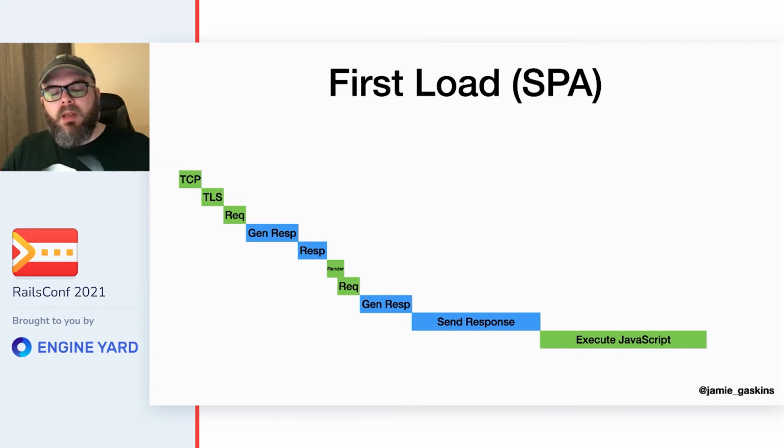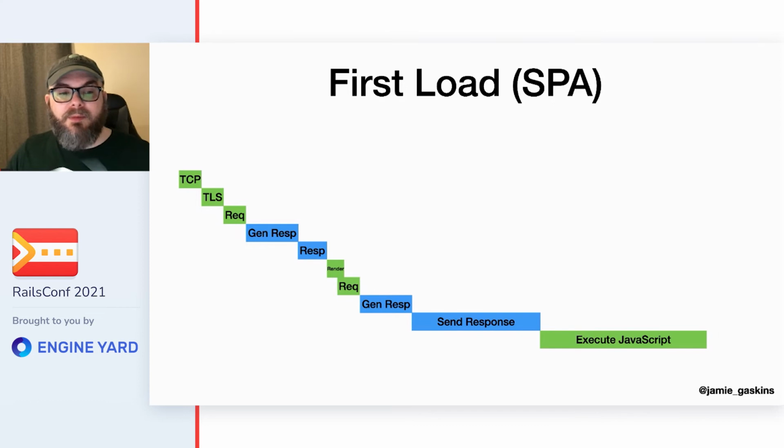So now we have to make another request for the JavaScript. Notice that the request slightly overlaps with the render. The browser can fire off the JavaScript request while it's still processing the HTML, which is pretty clever. It's not hugely impactful, but you may be able to shave off a few milliseconds here and there.